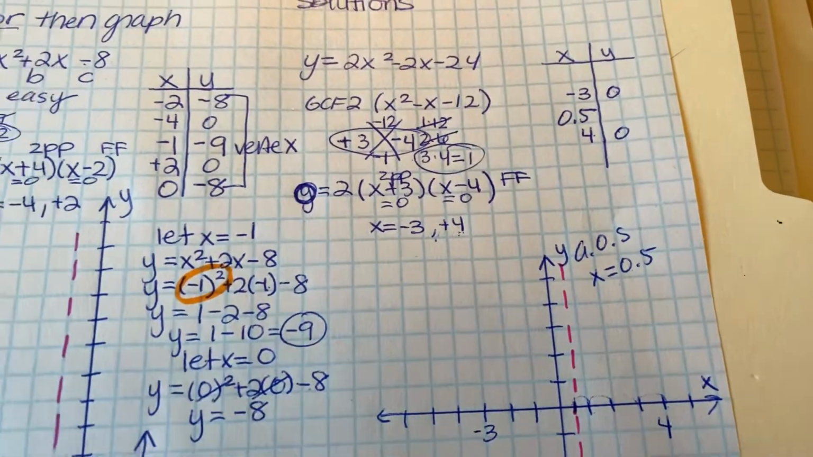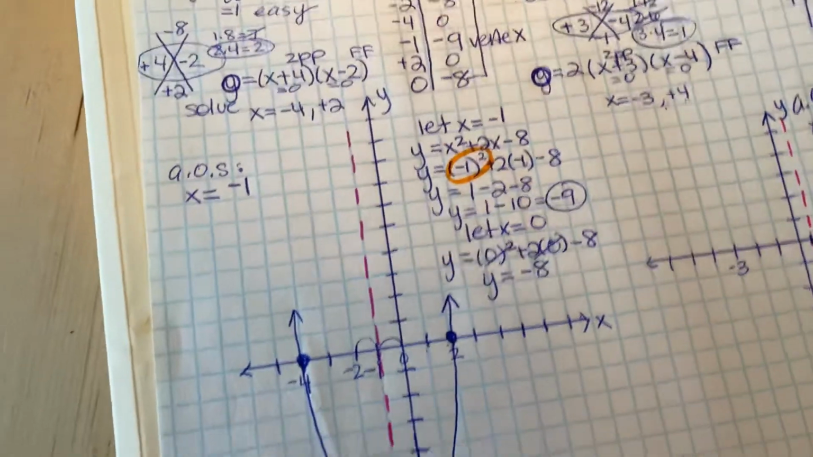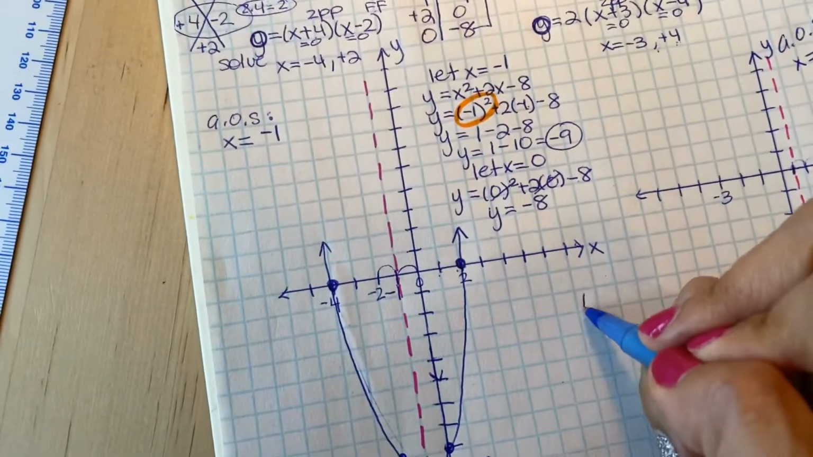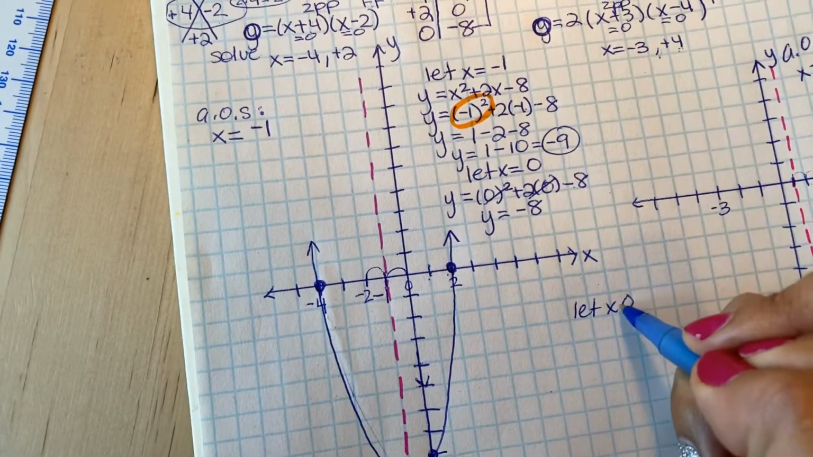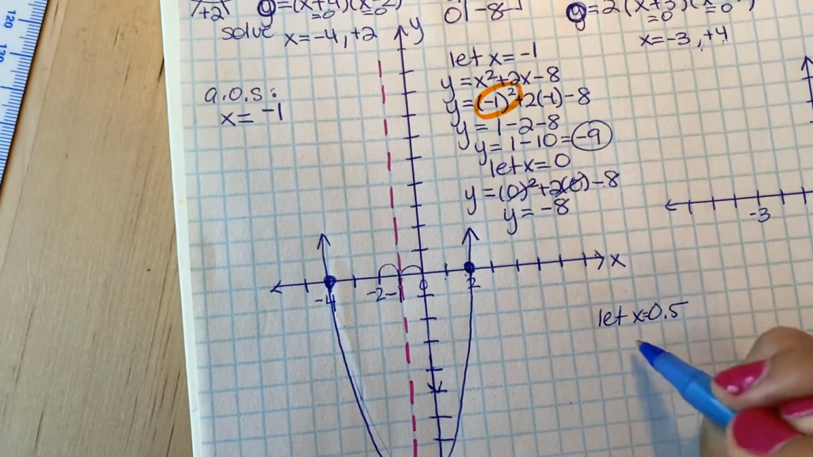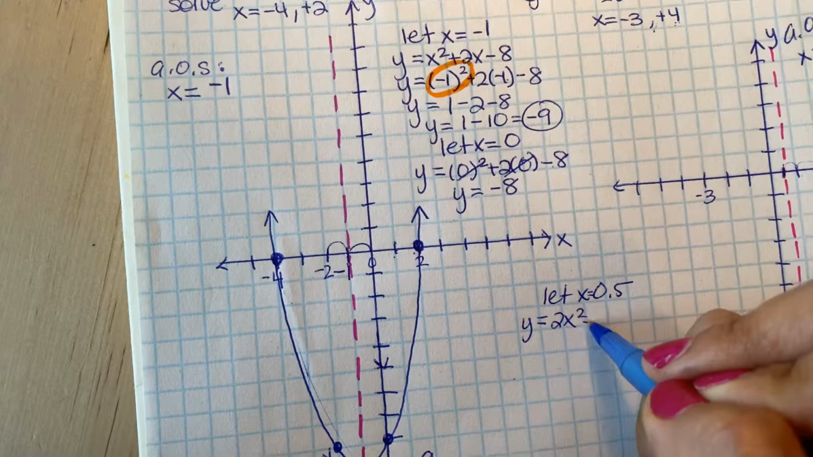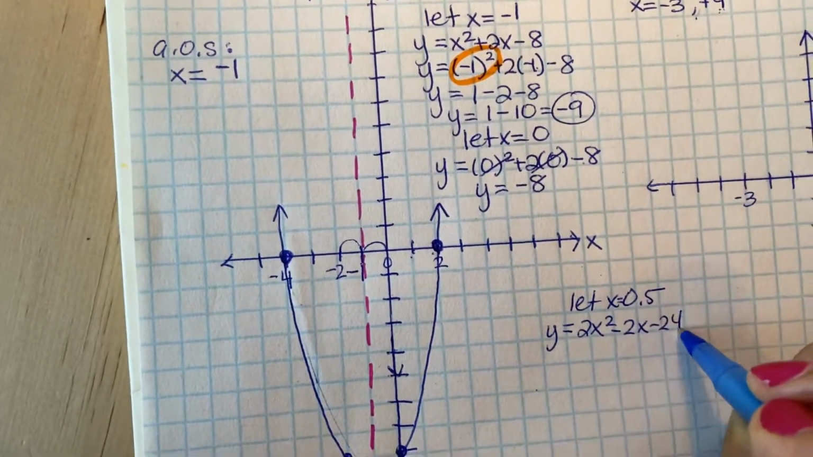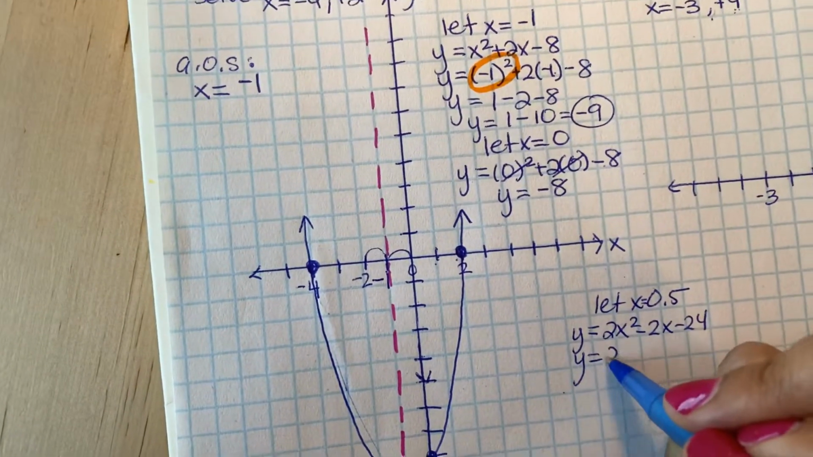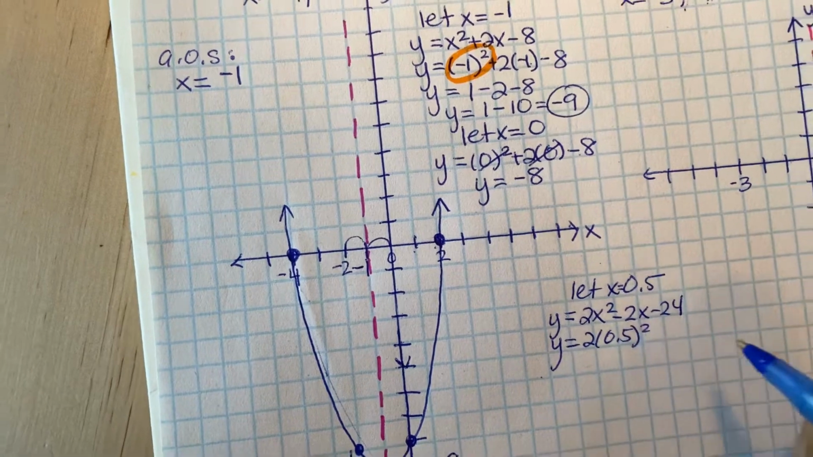Okay, I'm trying to figure out how to hold it. All right, so I'm going to let x equal 0.5, and my parabola is 2x squared minus 2x minus 24. So I'm going to go ahead and substitute it. Now, you can use your calculator.